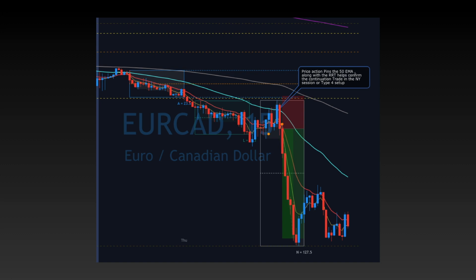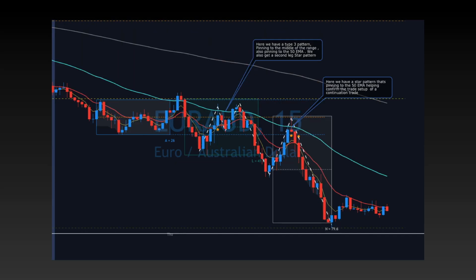So let's take a look at some more examples here so you can see what they actually look like. Here we have a type 3 pattern pinning to the middle of the range, also pinning to the 50 EMA. This type 3 setup that's pinning to the 50 EMA actually gives us a second leg. So it's an actual M, right? So we have the pattern, we have the timing.